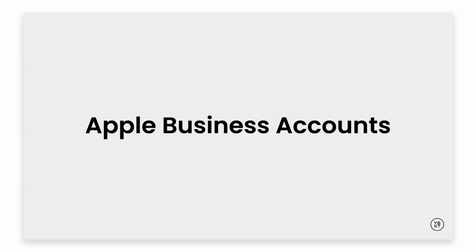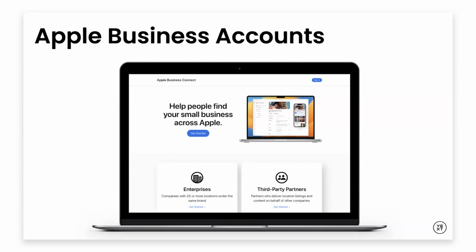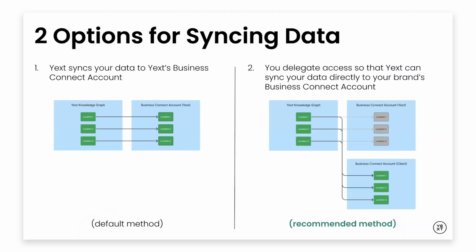So let's get into Apple Business Accounts. To have your locations appear on Apple, you're going to have some sort of an account. There's a few different types of accounts, and by default, we will send data for our customers to Apple Maps. And there's different ways that we can accomplish this. So I'm going to talk through the different account types and what this looks like. This slide will explain the different versions of this.